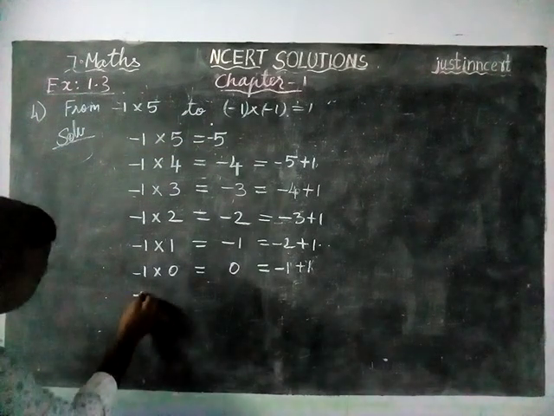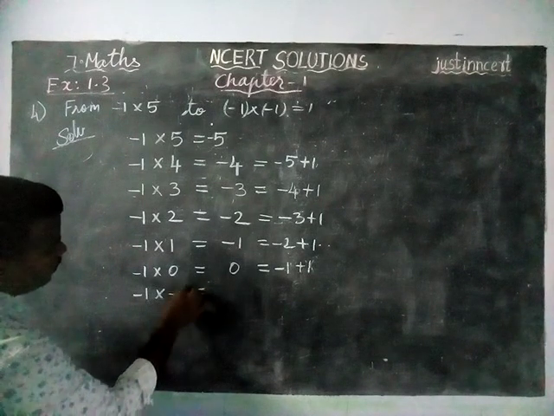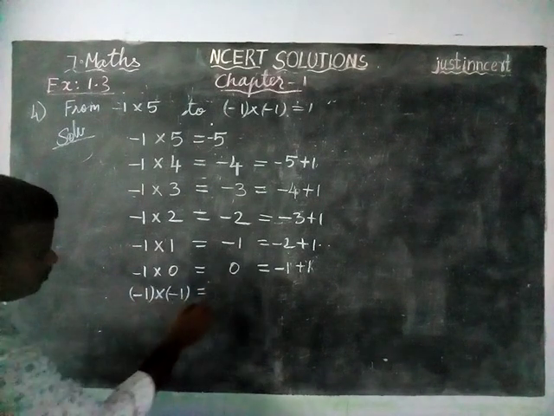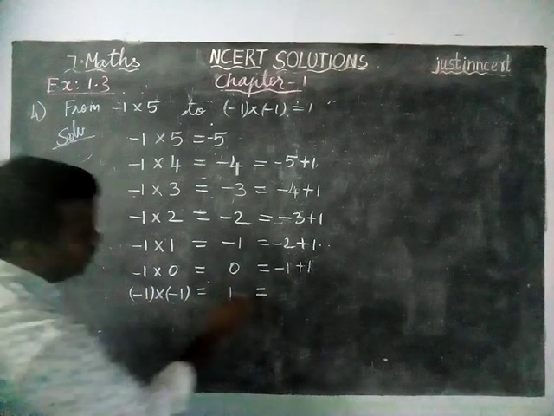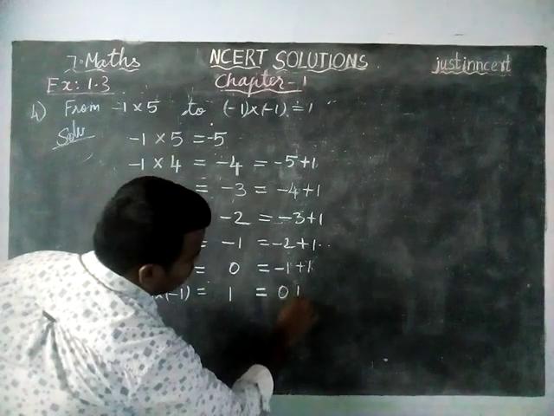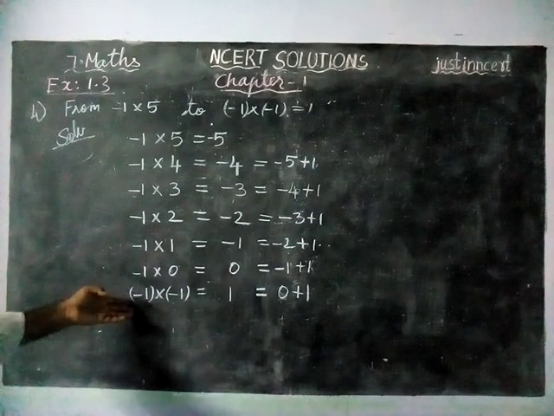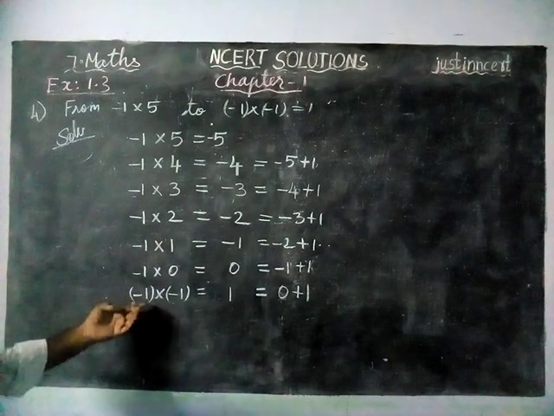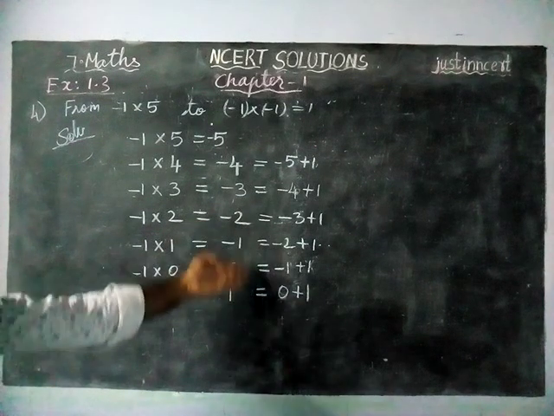So next step, minus 1 into the next number, minus 1, is equal to plus 1. This is equal to 0 plus 1. So finally we have proved that minus 1 into minus 1 is equal to 1 by using some patterns.